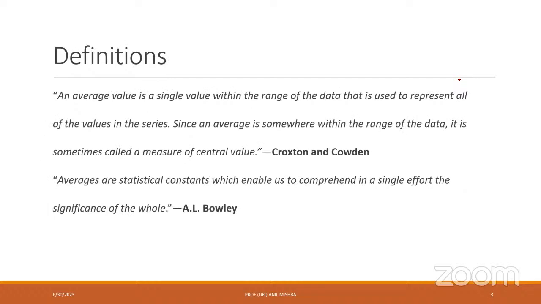Now, how to define the term central tendency? Actually, there are two common definitions which are to be written here. The first one is provided by Croxton and Cowden. According to Croxton and Cowden, it is an average value. It's a single value within the range of the data that is to be used to represent all of the values in the series. I mean, in our example, inside the class or inside the university exam, or a particular company's earning persons.